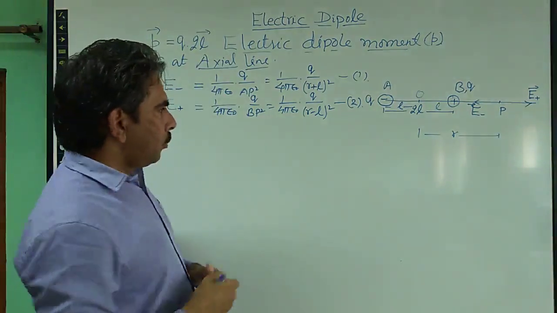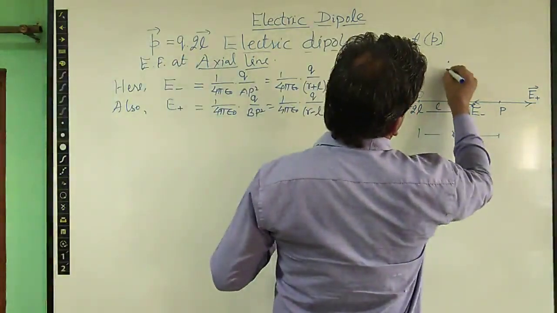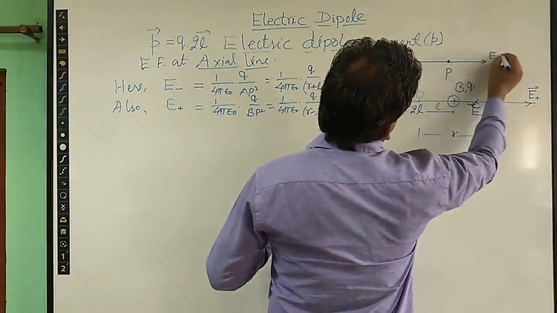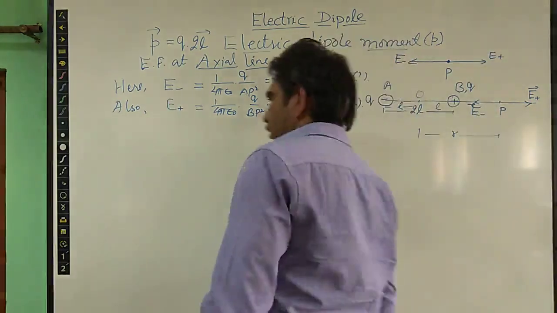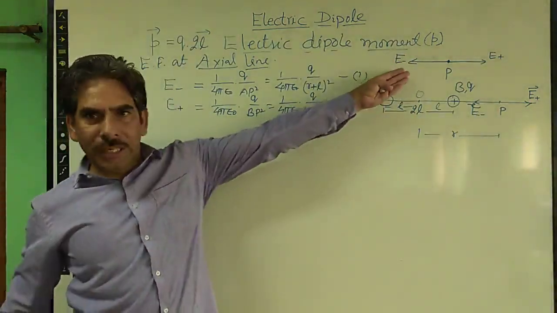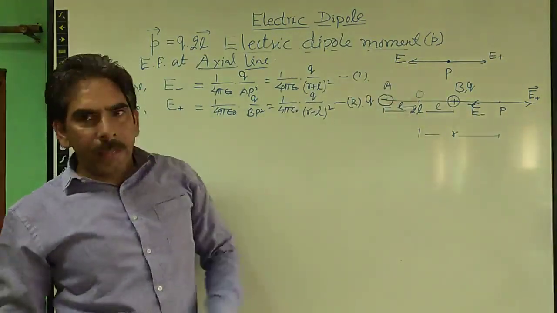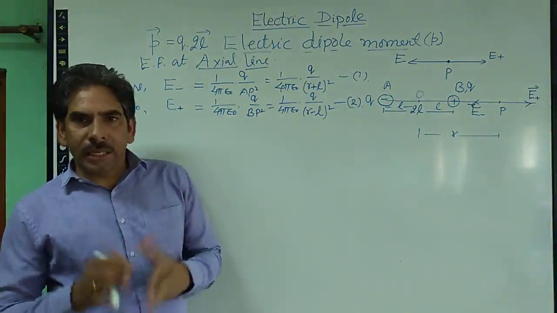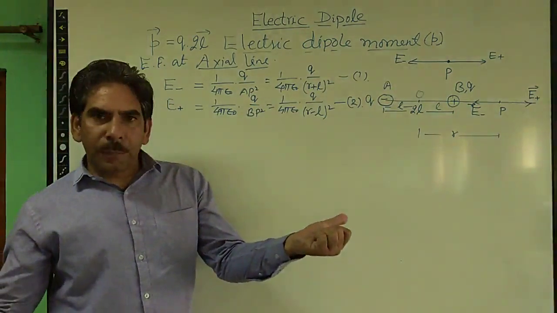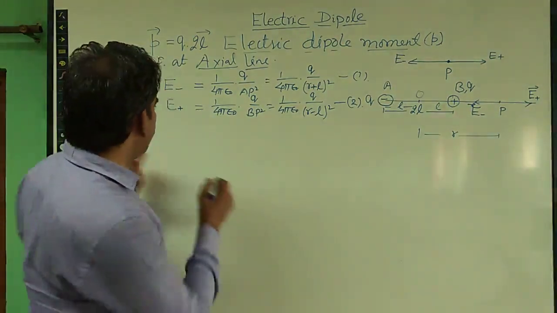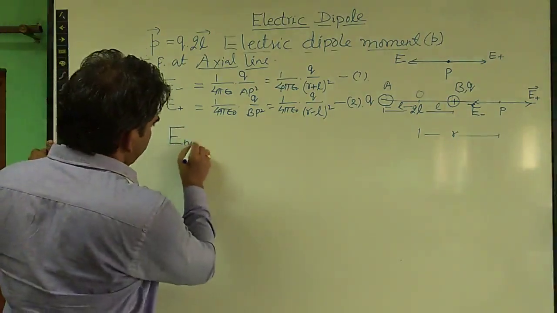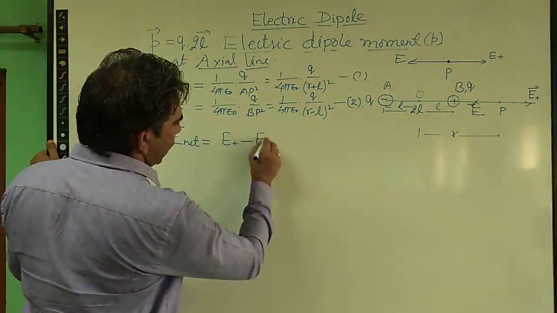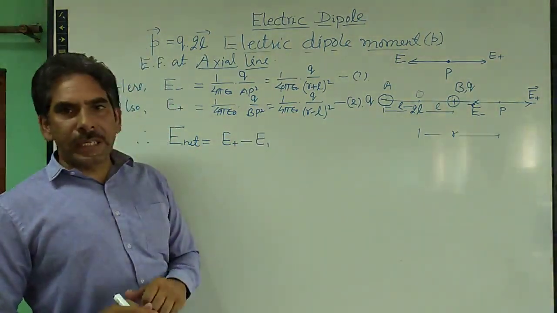Right? Because these two electric fields are acting along the same line, opposite to each other. I am drawing it in a separate way. So because the two electric fields at point P, E plus and E minus, are acting along the same line of action at point P, the net electric field will be simply E net. Net electric field is given by E positive minus E negative. We just subtract the two electric fields.